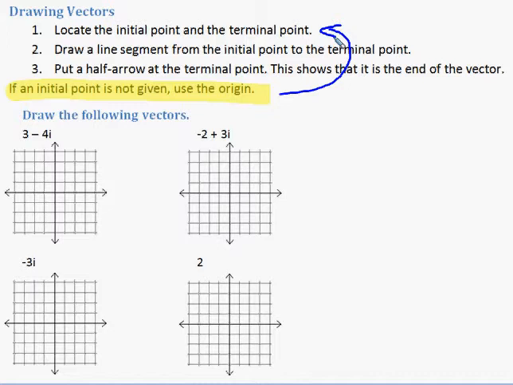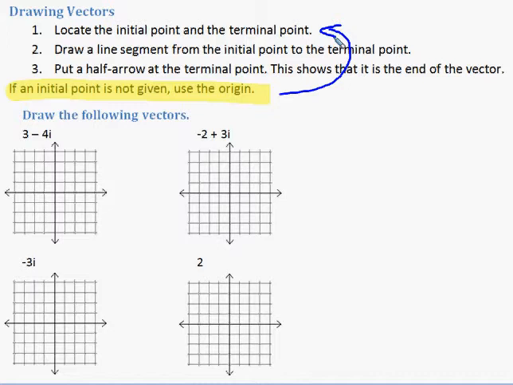So we're going to locate the initial point and terminal point. We're going to draw a line segment from the initial point to the terminal point, and we put a half arrow to represent that it's a vector. You're going to put that at the terminal point. It shows that it's a vector as opposed to a ray. So let's graph these as vectors.